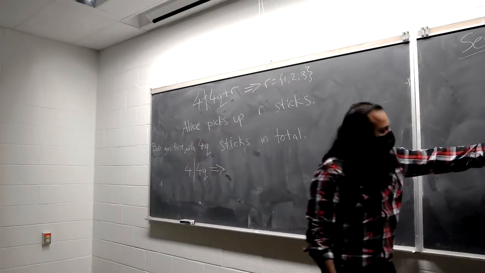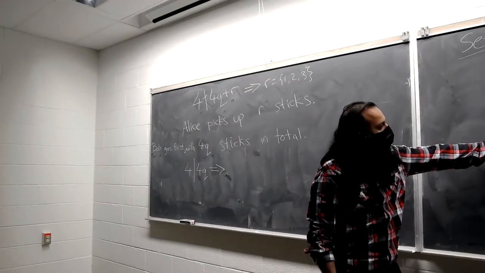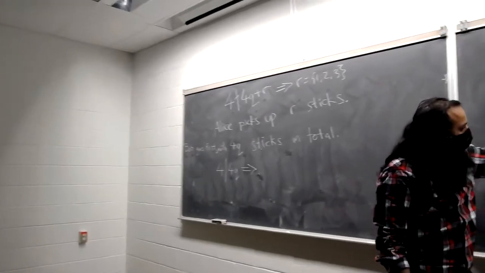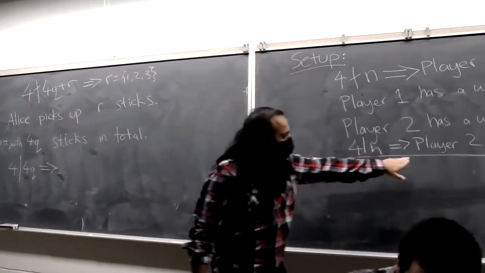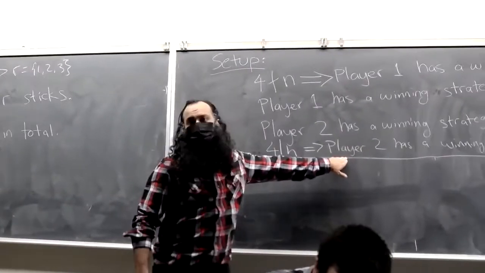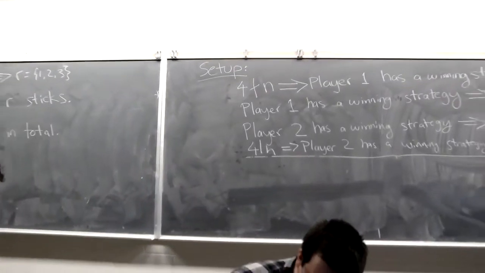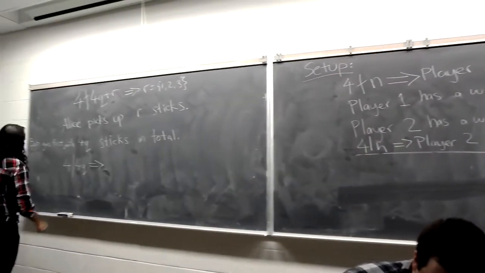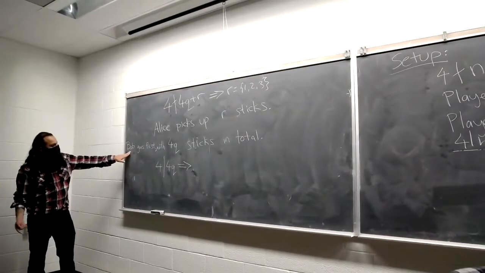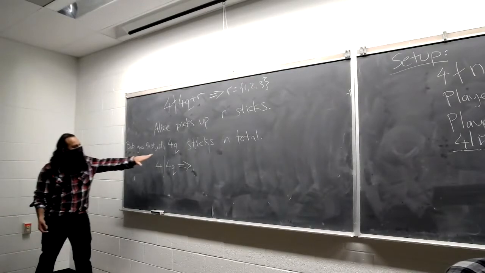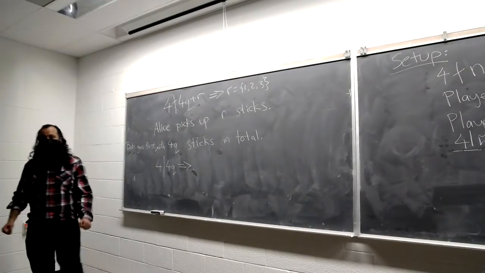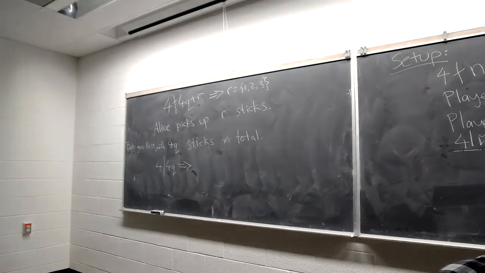And by this inductive hypothesis, we have that 4 divides K implies that the other player, whoever's not going first, player 2, the person that doesn't go first, in this case it's Alice, because Bob goes first with 4Q. Does that make sense to everyone? Yeah? Any more questions about that? No, I just got confused with the player 1, player 2 stuff.